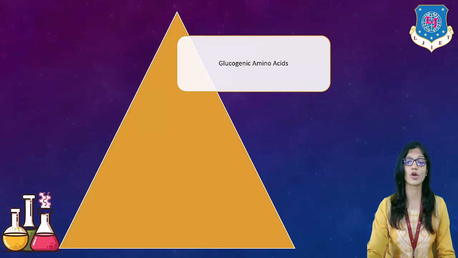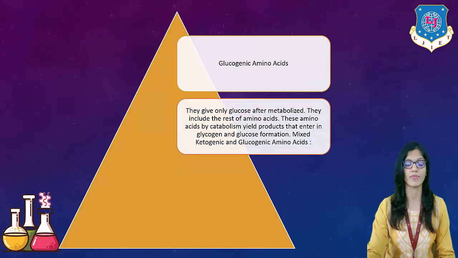Our next is glucogenic amino acids. So they give only glucose after being metabolized, and they include the rest of the amino acids. These amino acids by catabolism yield products that enter into glycogen and glucose formation.